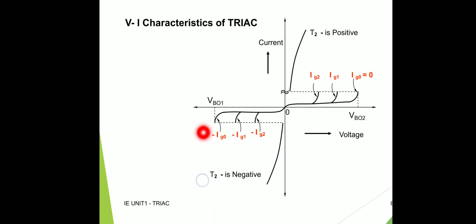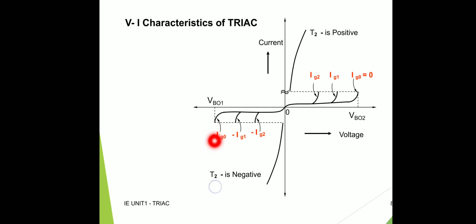When T2 is negative, here is the breakover voltage. Until this voltage, a small leakage current flows. Whenever the voltage reaches this breakover voltage, the device turns on, the voltage drop across it reduces, and the current rises. This is about the characteristics of the triac.